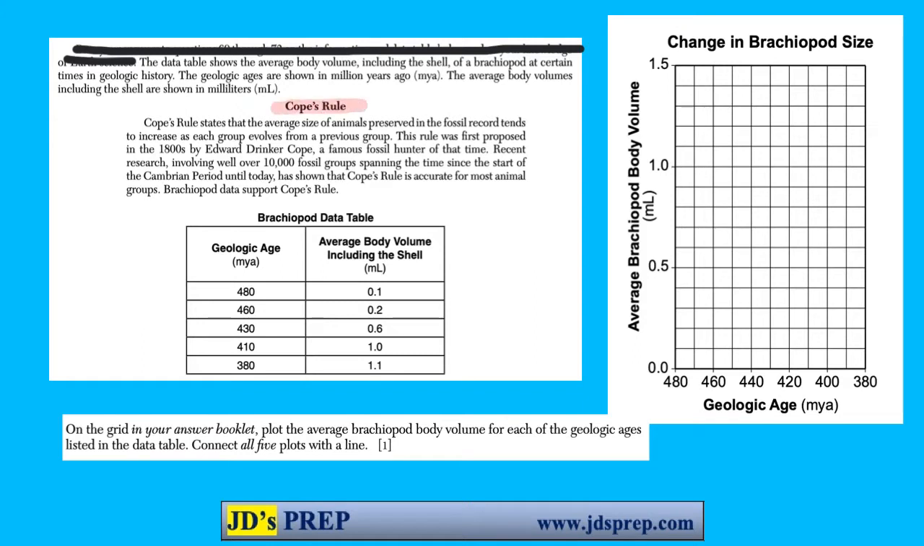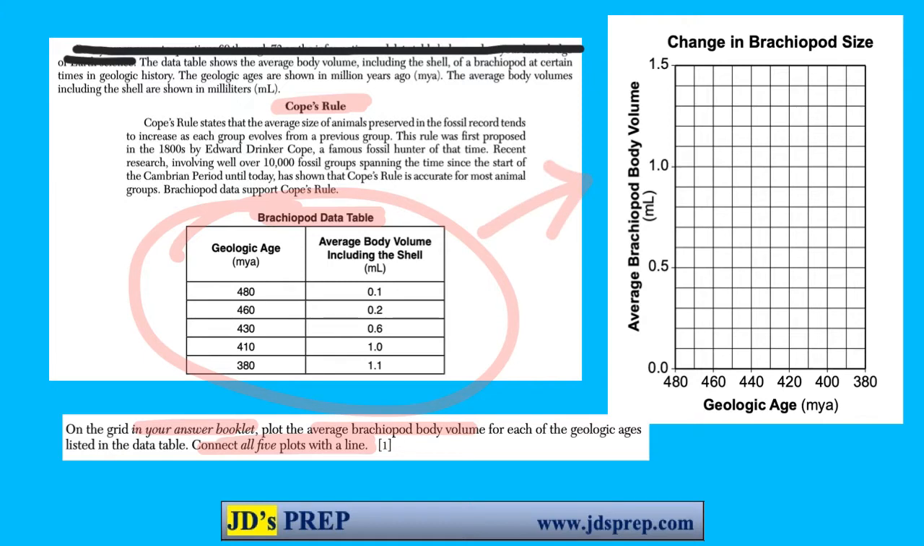So for the next few questions, we have a few things that we've been given. We have this blurb about Cope's rule, and we also have this Brachiopod data table. For our first question, we're being asked to, on the grid, plot the average Brachiopod body volume for each of the geological ages in the data table, connecting all 5 plots with a line. So essentially, we're just taking this data and transferring it into this graph.